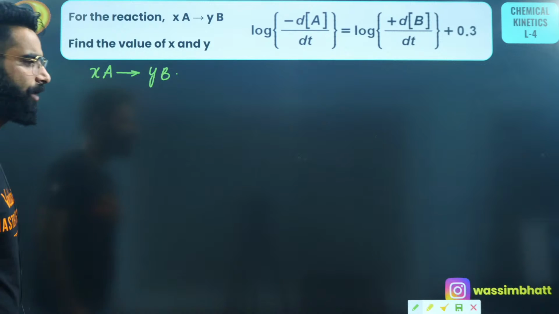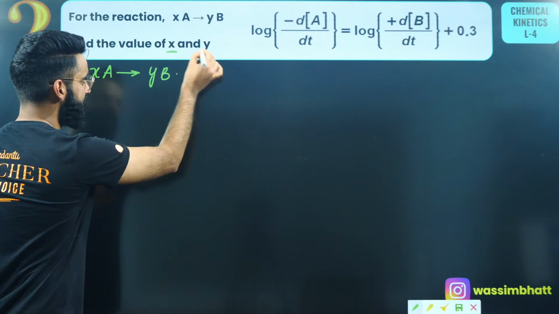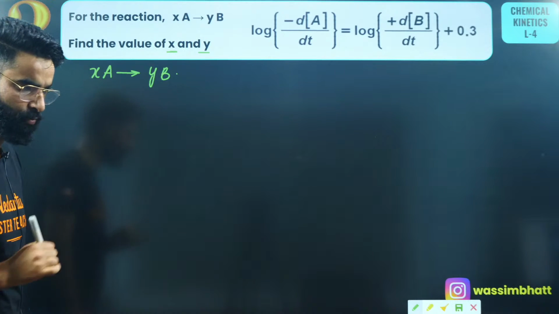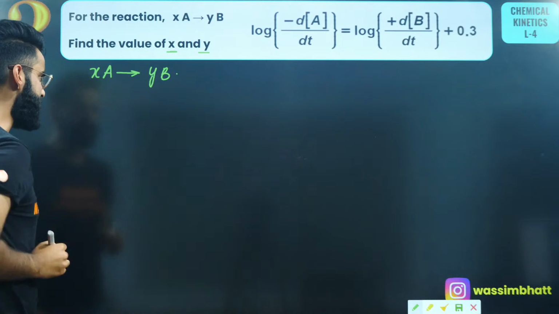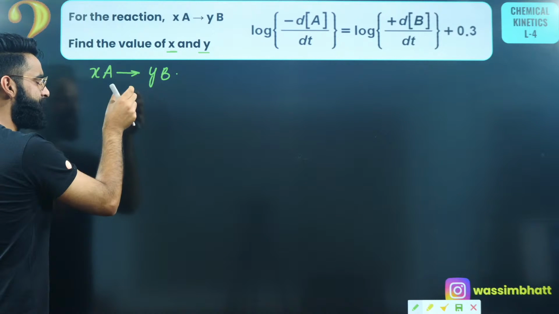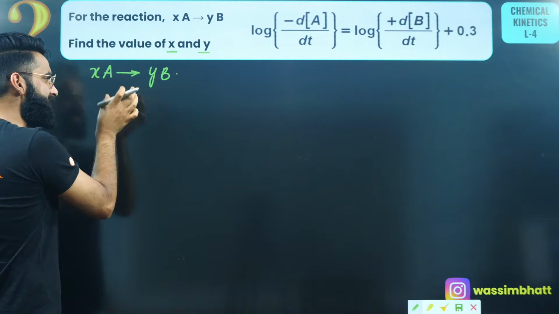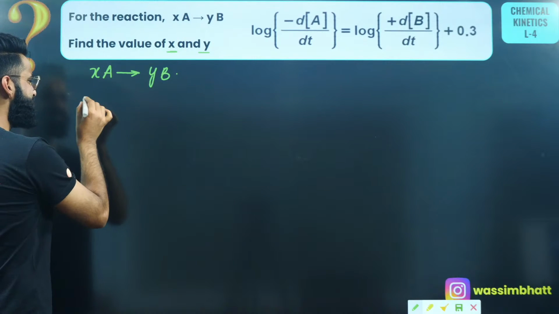Now understand how this question is to be solved. As per the question, we are supposed to calculate the value of x and y. Now how to solve this question? First thing, this is a balanced chemical equation that's given to me. Let me write the differential form of rate for this balanced chemical equation. I'll say something like this.